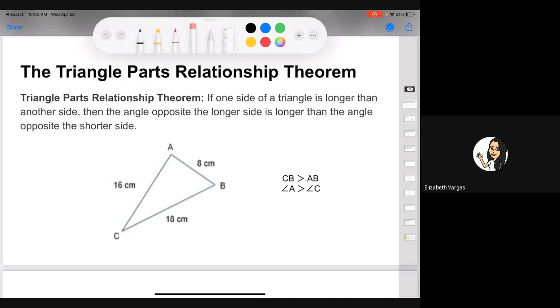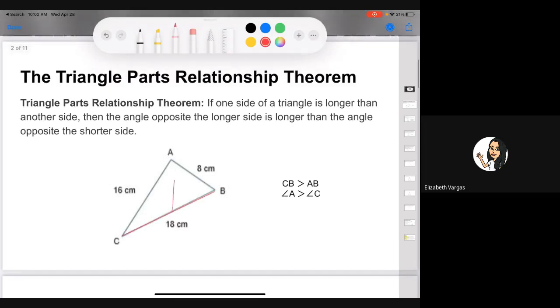So for this one, 18 would be our longest side length. And so opposite that would be the largest angle. So our largest angle would be A. Opposite our smallest side length, which is going to be AB, is our smallest angle. And so C would be our smallest angle. And then 16 would be in the middle. Okay?